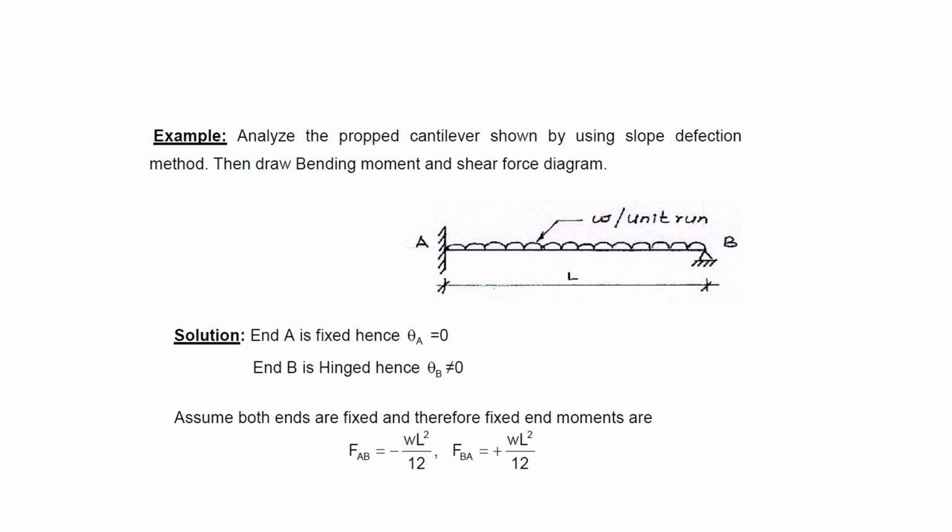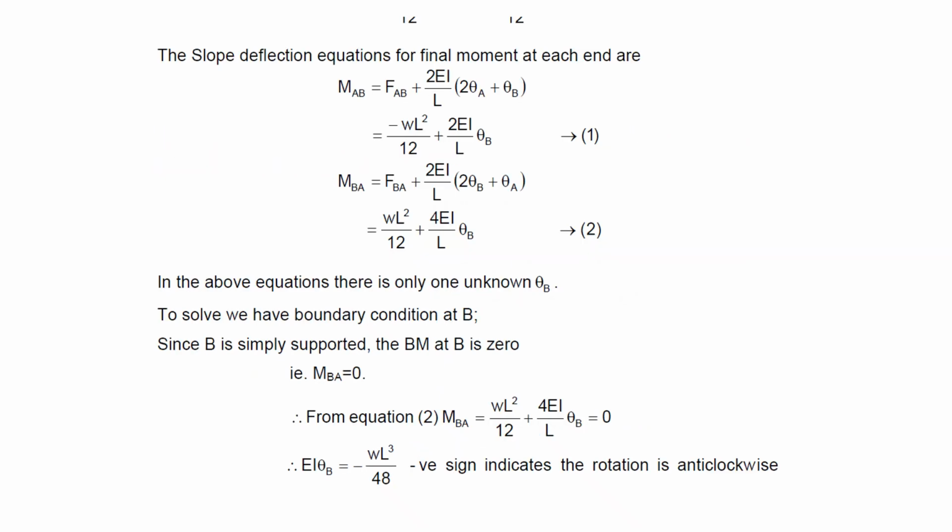To solve by the slope deflection method, we need two sets of moments. One is the fixed end moment, the other one is the moment due to the joint displacement. So let us find the fixed end moment. If the span is with a complete UDL, then we can take the left side moment as minus WL square by 12, and the right side of the span you can take plus WL square by 12. And after finding the fixed end moments, you just add the fixed end moment with the moment due to the joint displacement.